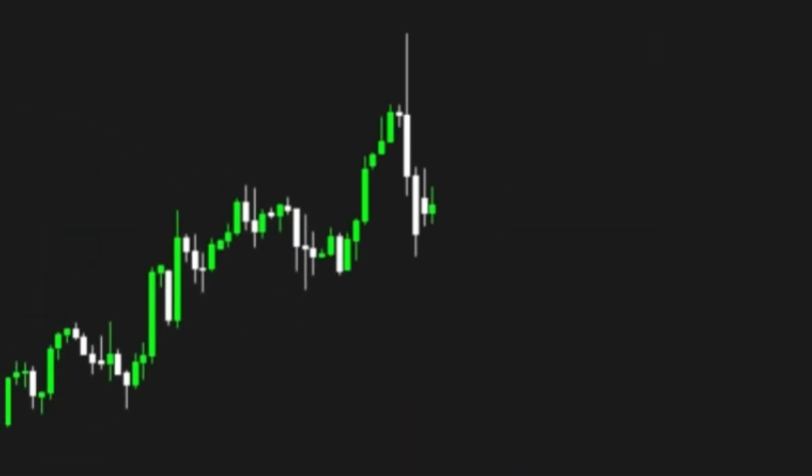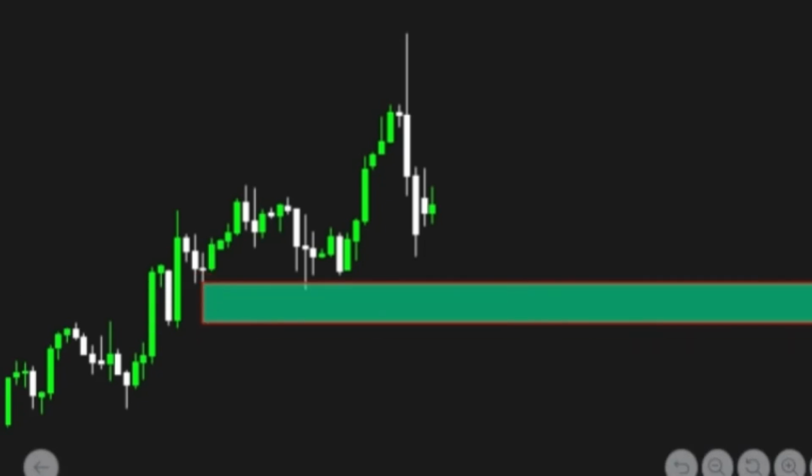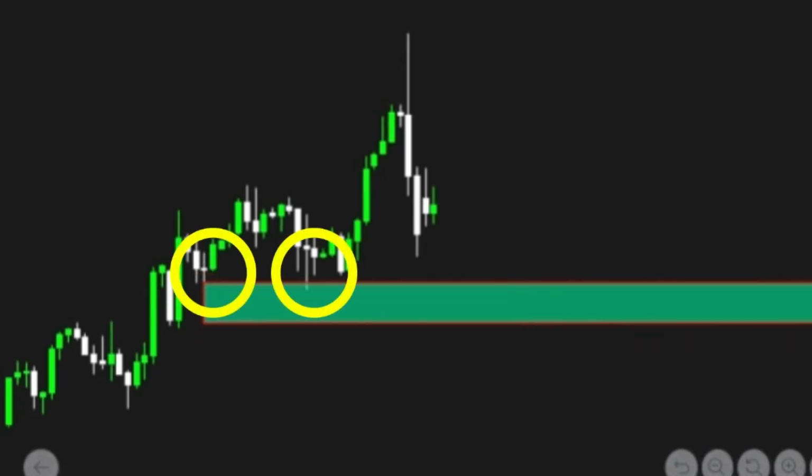So, here we have the gold chart on the 15-minute time frame. The market is seen going above from this zone multiple times. And this is why there would be a lot of buying orders resting here.